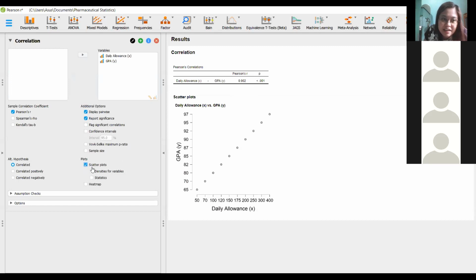So, kung gusto nato makita kung linear ba ang iyahang relationship, you can click the scatter plots here. Hatagan ka niya og graph sa imuhang daily allowance versus the GPA. And as you can see, pag-plot nila sa mga scores, yes, linear relationship and it's going up. Kasi as the daily allowance increases, the GPA also increases. Okay? Maunya na to sa interpretation.